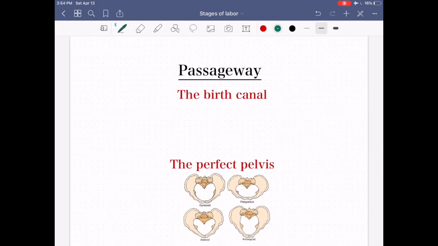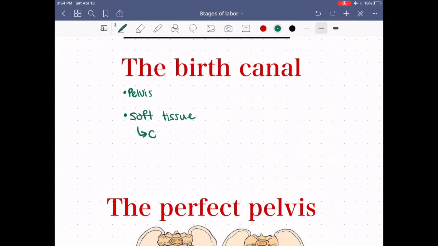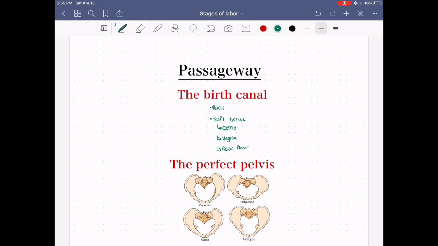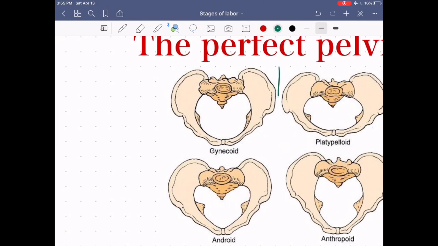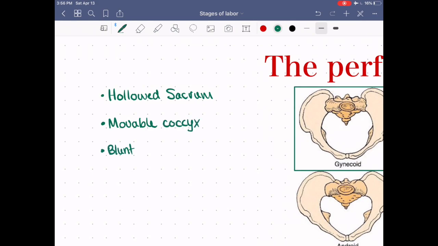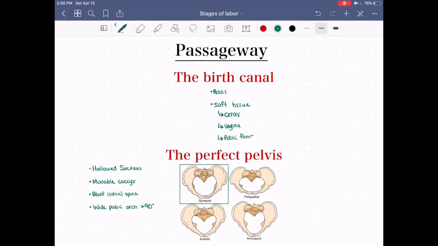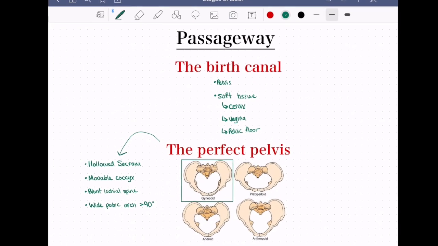Next, we're going to discuss the passageway, which consists of the birth canal. So the birth canal is the bony pelvis and the soft tissue, which is the cervix, vagina, and pelvic floor. So in the passageway, we want to make sure the mom has a perfect pelvis. If she doesn't, other considerations will be taken. So the perfect pelvis consists of a hollowed sacrum, a movable coccyx, a blunt ischial spine, and a wide pubic arch greater than 90 degrees. Now the perfect pelvis is called a gynecoid pelvis.